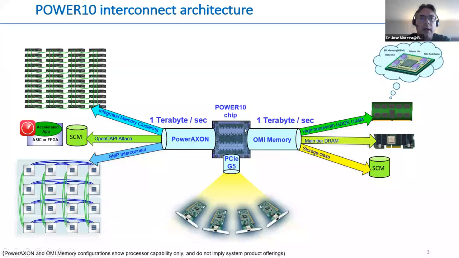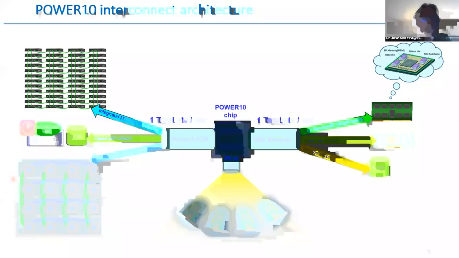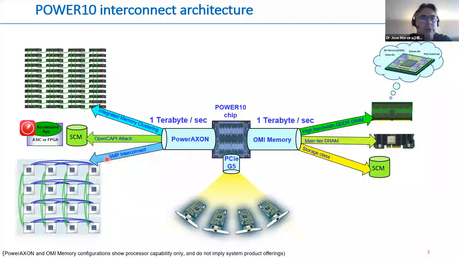We also, like I said, have a terabyte per second in the POWER10 interconnect, which is our system interconnect. So you can use that terabyte per second, for example, to connect multiple chips. Shown here is a 16 single chip module system. That's the largest shared memory processor that we can build. And the chips are all interconnected using the POWER10 interconnect.